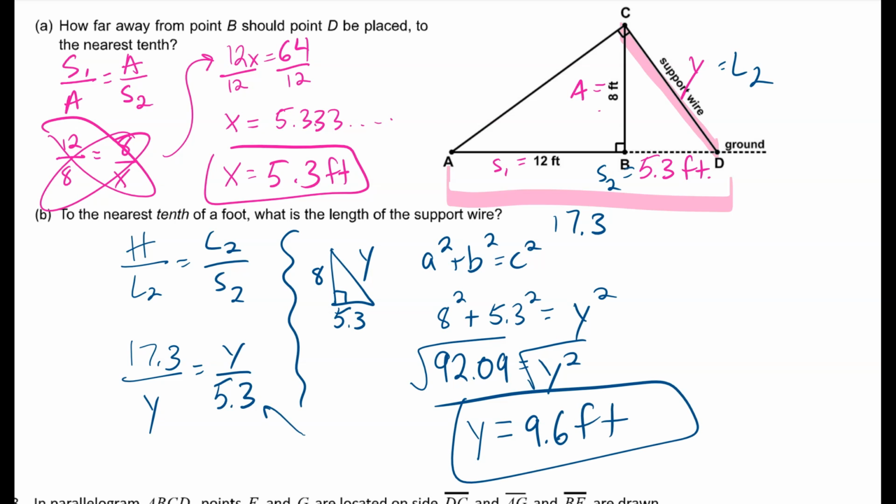Again, if you solve the proportion here, you'll get the exact same answer, so it's really up to you. If you want to do this as another similar triangles proportion, you can, or if you want to do it as a Pythagorean theorem, you also can.